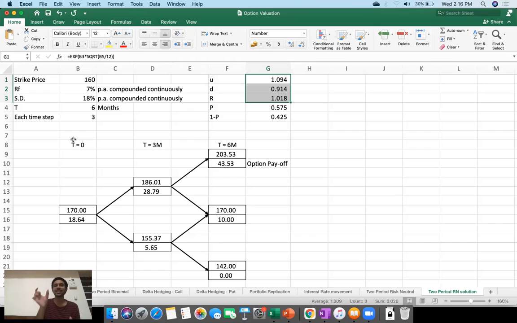It is basically each time step in the multi-period binomial. Similarly, even for calculating R, we used e raised to the power RT, where the T was 3 by 12 and not 6 by 12. So I think this is the most important thing, where you need to consider T to be each time step and not the whole option contract.